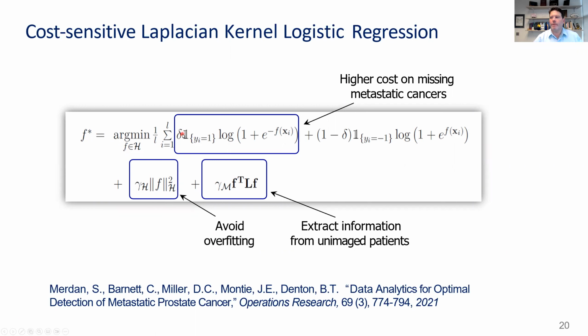the different possible outcomes. One outcome is missing metastatic cancer. Another would be imaging people who don't have metastatic cancer. But these outcomes are really not the same. Most people would put a much higher weight, a higher delta, on missing a metastatic cancer because it has much greater health impact. Then there's other things like a regularization term, and then an approach based on using a graph Laplacian to extract information for unimaged patients.